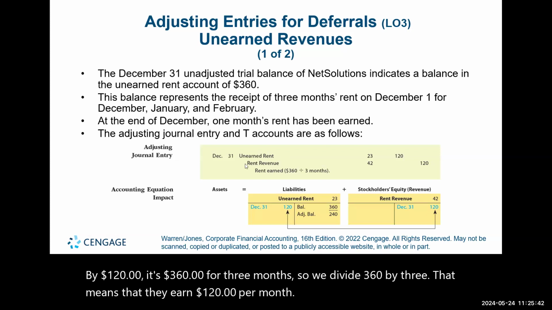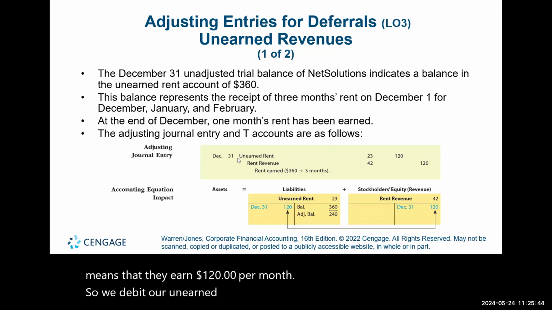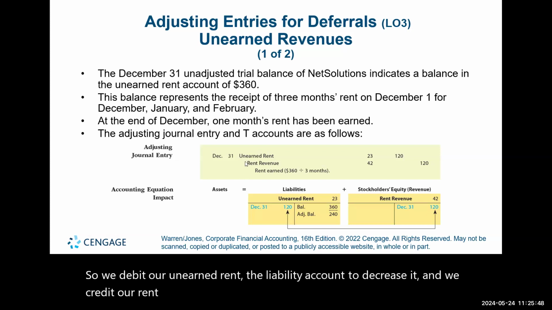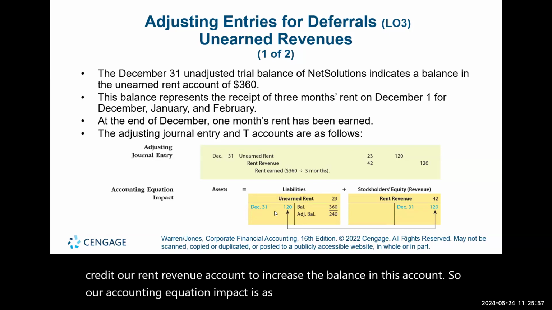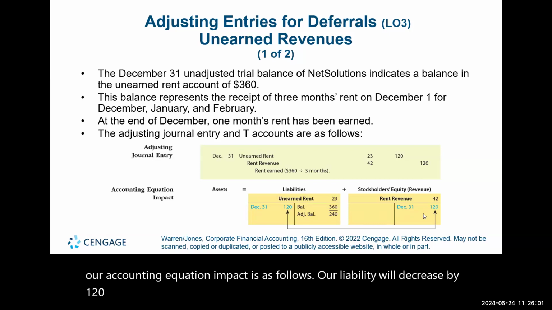So we debit our unearned rent, the liability account, to decrease it, and we credit our rent revenue account to increase the balance in this account. So our accounting equation impact is as follows. Our liability will decrease by $120, and our revenue will increase by $120, so it essentially nets out.